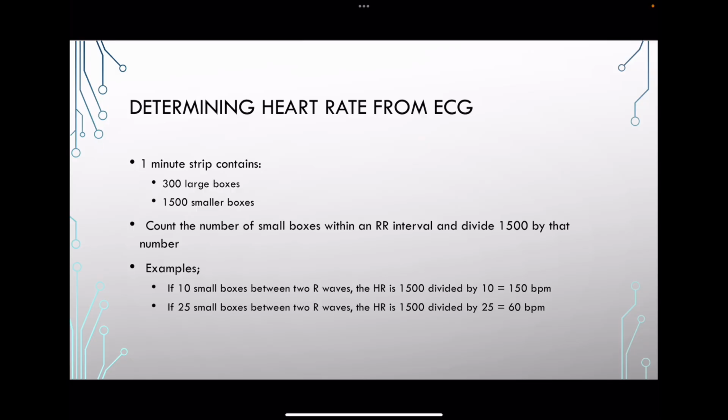So yeah, this is just the longer way to do that. I personally will not be counting 300 large boxes. So that's just a quick, easier way to be able to identify the rate of the patient.